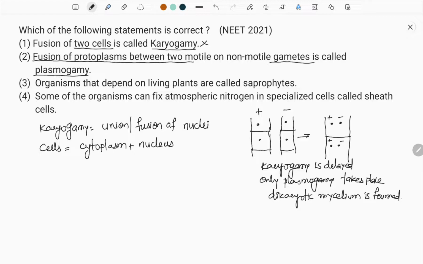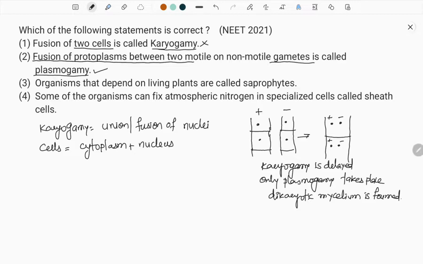So this dikaryotic mycelium will develop into the secondary mycelium, that will develop into the fruiting body. In the fruiting body again, the karyogamy and reduction division takes place. In Basidia of Basidiomycetes, Ascus of Ascomycetes, and thereafter Basidiospores, Ascospores are formed as a result of the reduction division. So this statement is correct, but contextually we take it as only the cytoplasmic fusion, because karyogamy is delayed thereafter.